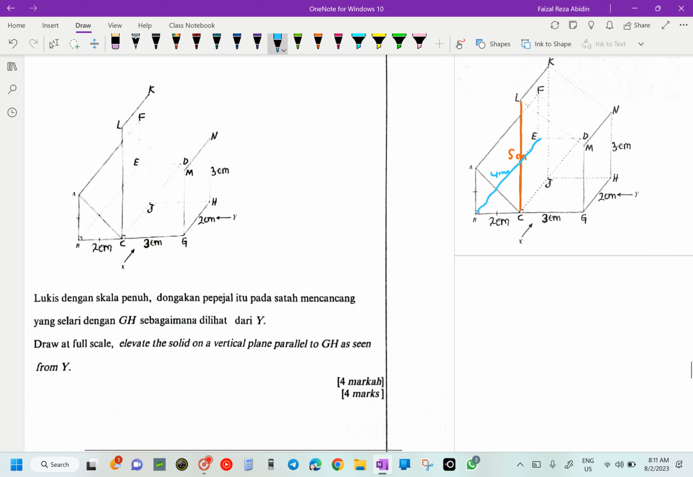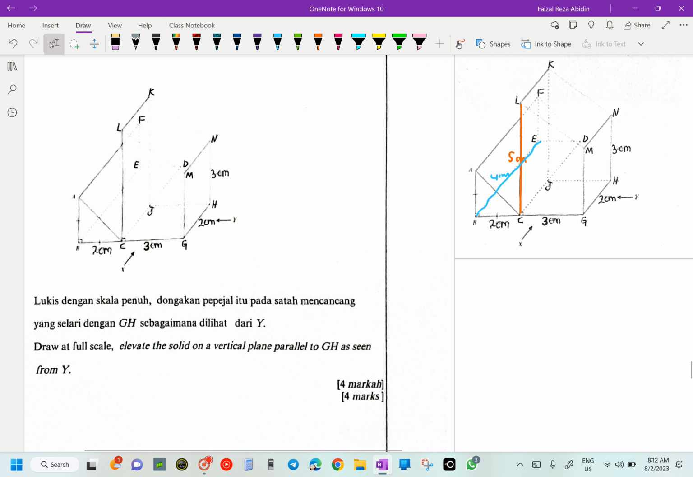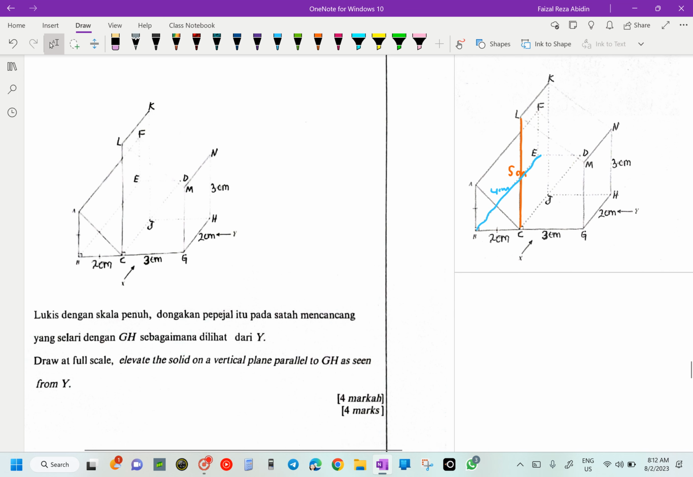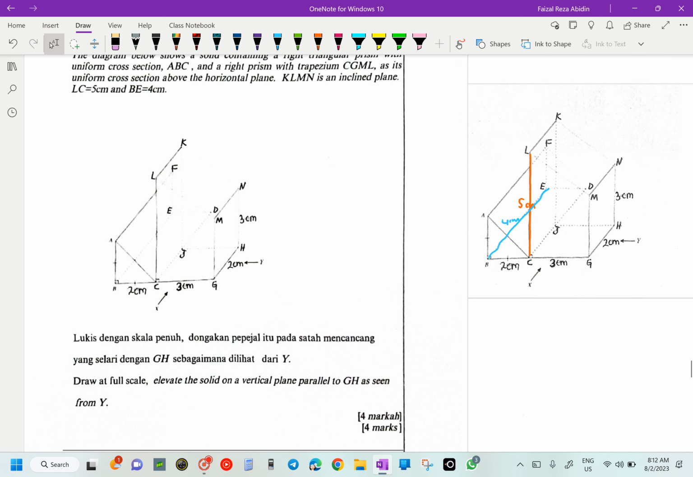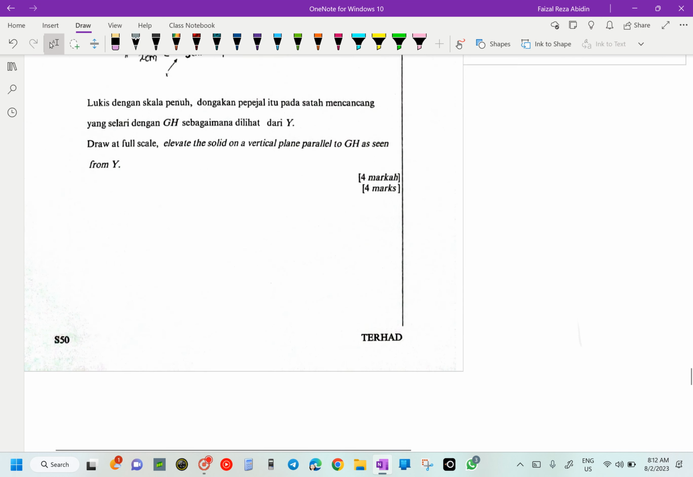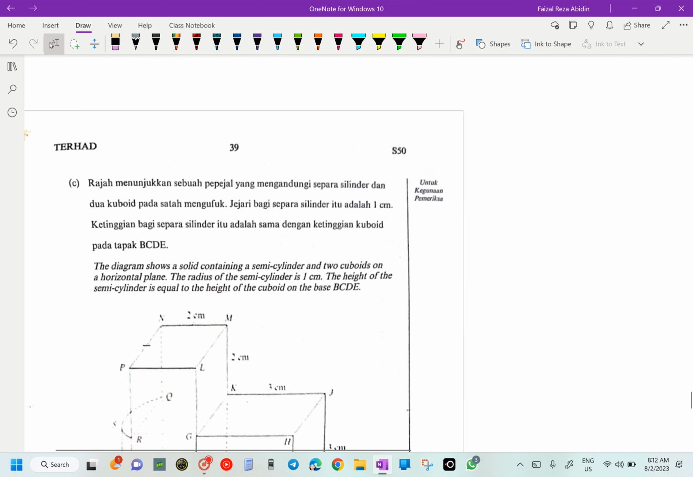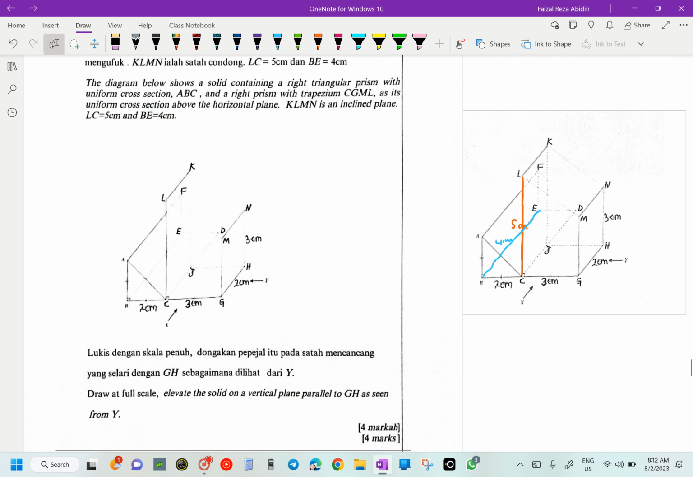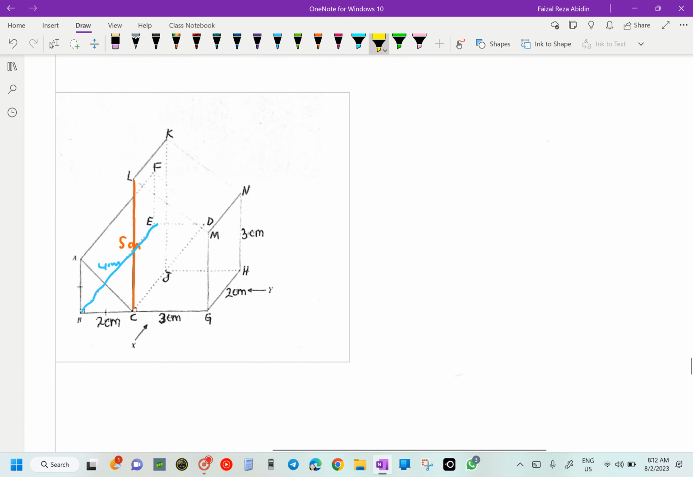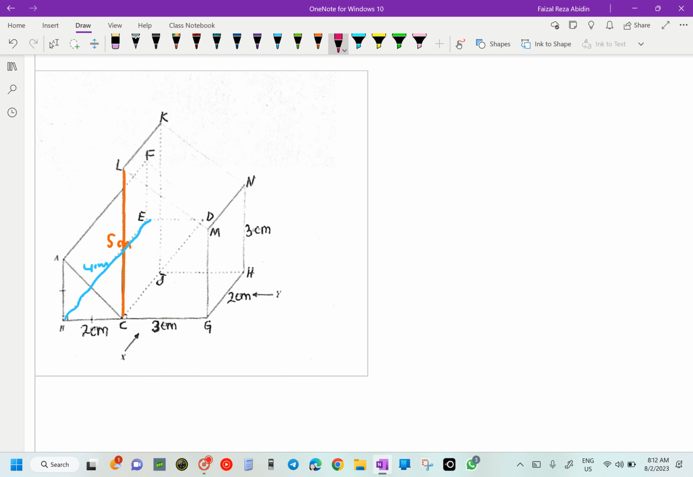The question: Draw in full scale the elevation of the solid on a vertical plane parallel to GH as seen from Y. Soalan dia yang tu je? Dia bagi X. Ada X kan? X dia bagi depan, tapi Y dia bagi tepi. So, the question here is asking only from Y, isn't it? Okay. So, we are going to draw this one. Our eyes are going to be at Y here.